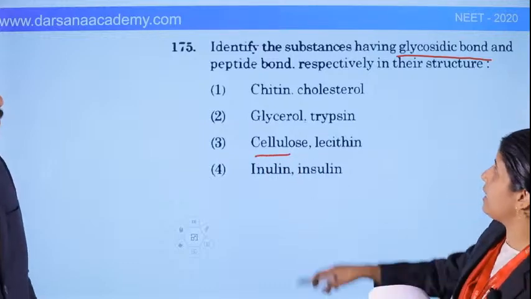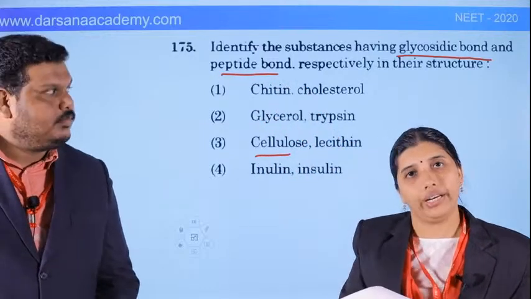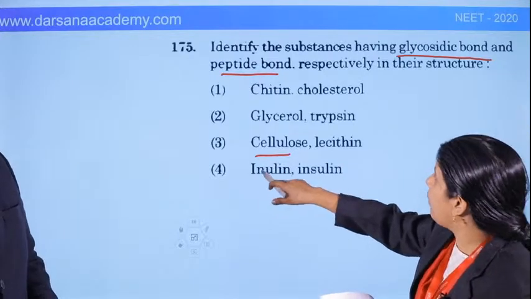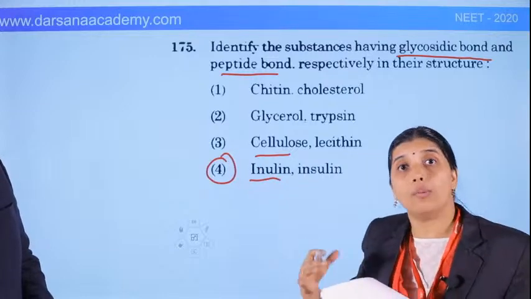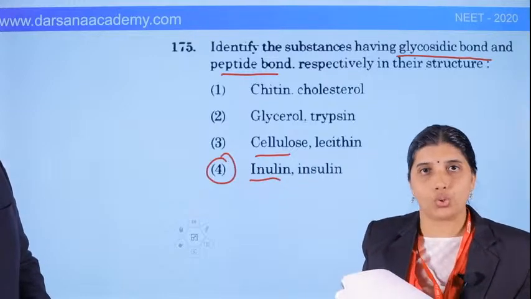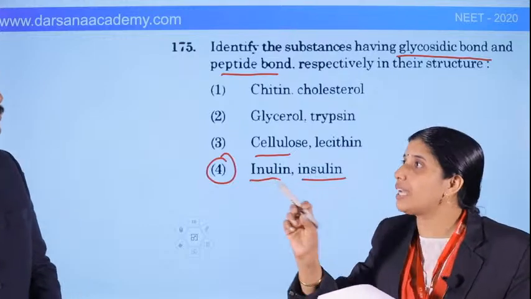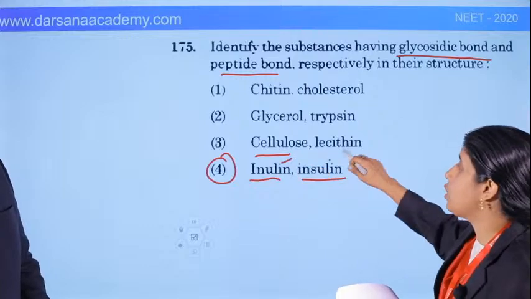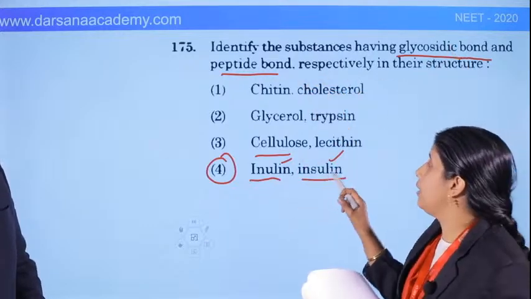Cellulose. And a peptide bond is a bond between amino acids that makes protein. We can see which is the protein. Cellulose is a polysaccharide, but inulin is the homopolymer of fructose. And insulin is a hormone, and a hormone is a protein. If you know these types of concepts, then only you can answer this question. The answer: inulin is connected by glycosidic bonds, and insulin by peptide bonds.